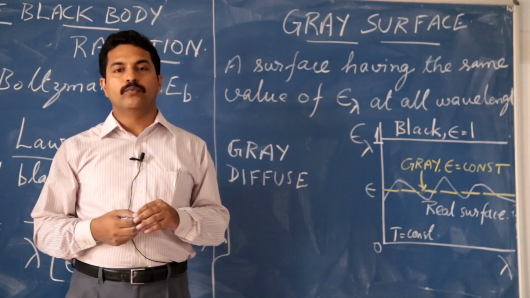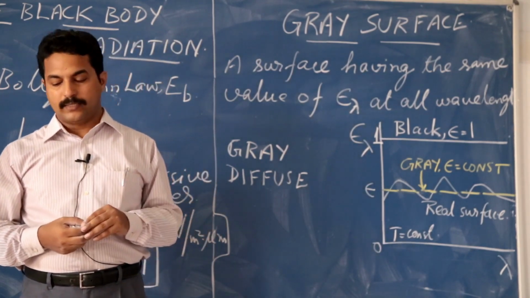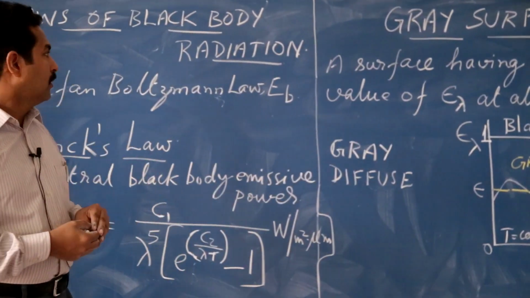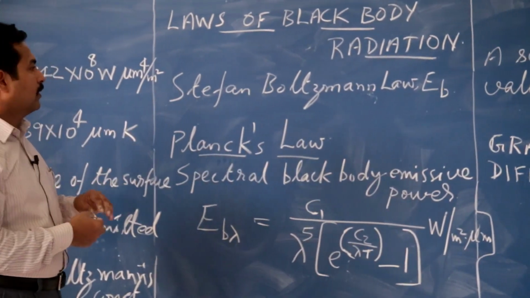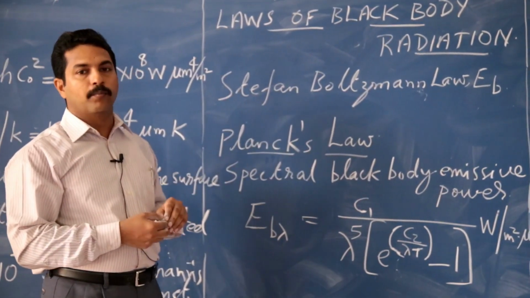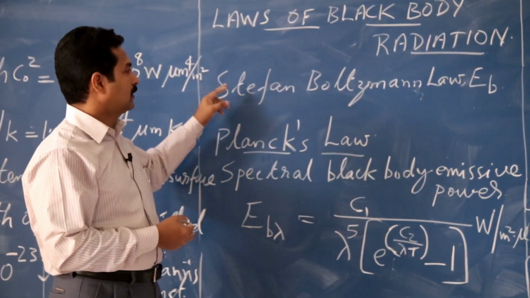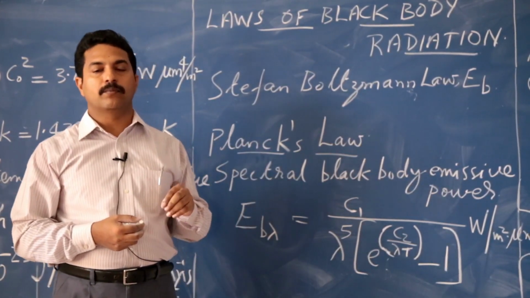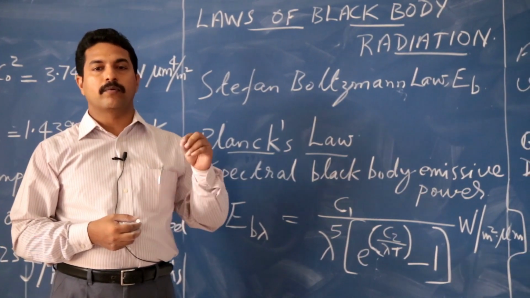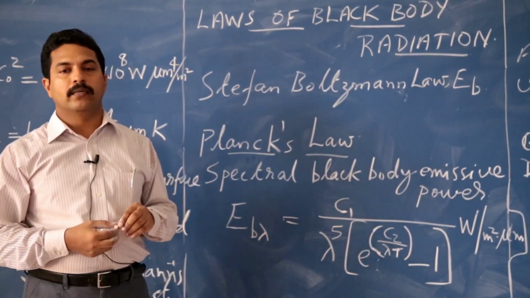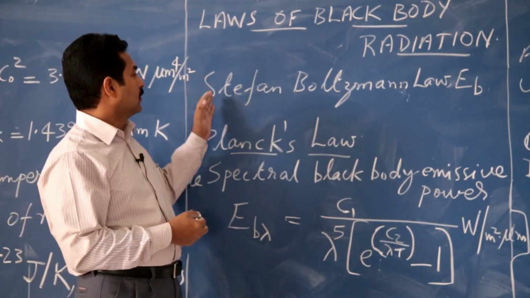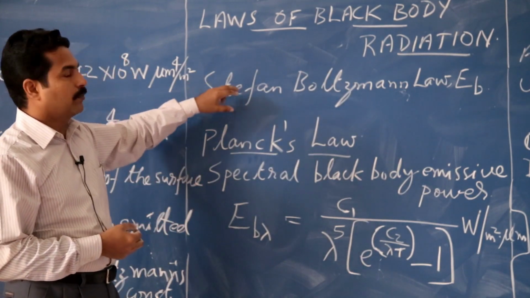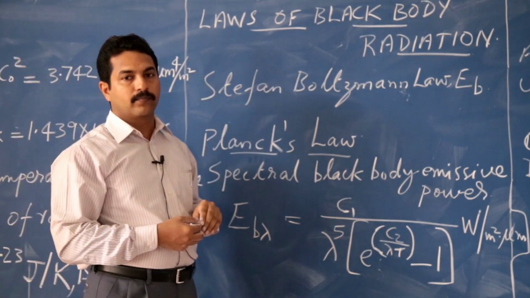Now we can move to the laws of thermal radiation. The emissive power of a black surface is given by the Stefan-Boltzmann law. That's nothing but the emissive power of a black surface is sigma T raised to the power of 4, where T is in Kelvin. So that is the Stefan-Boltzmann law. We will get the emissive power of a black surface.